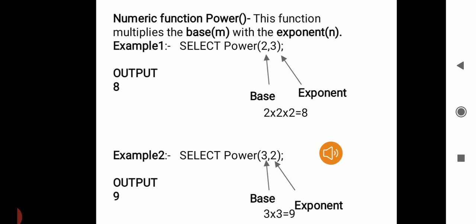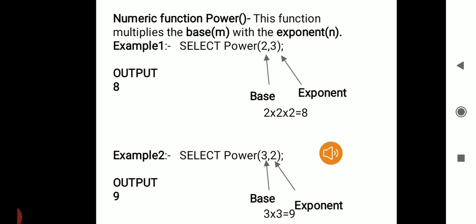In this slide, I will be teaching you about the numeric function called POWER. So basically, what is this numeric function POWER? This function POWER multiplies the base m with the exponent n.